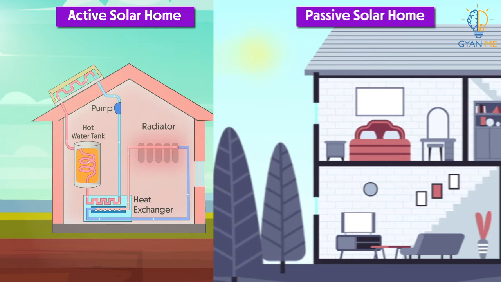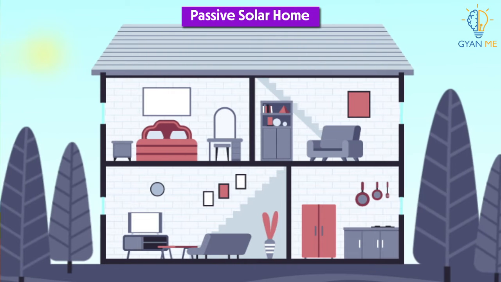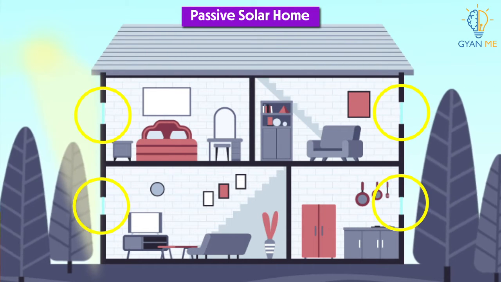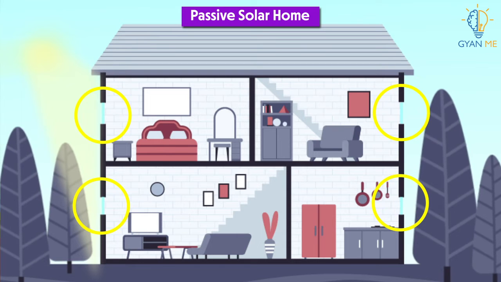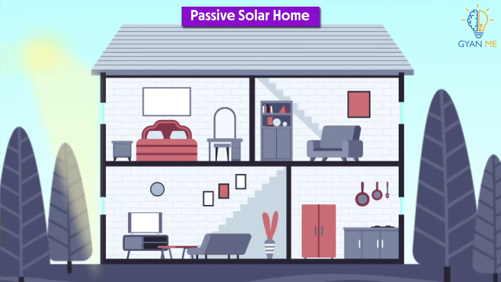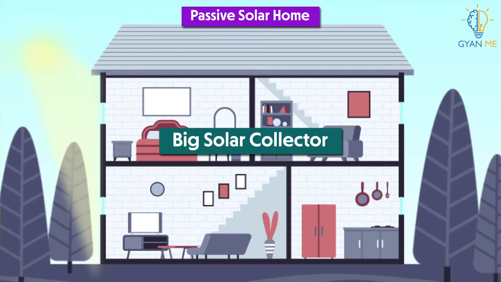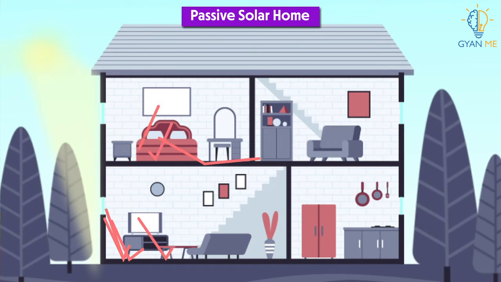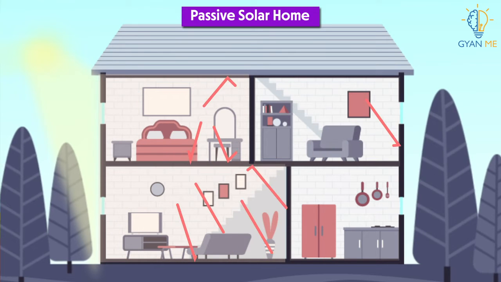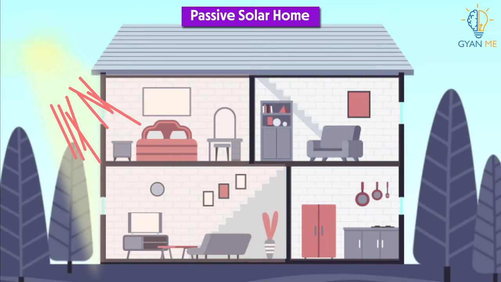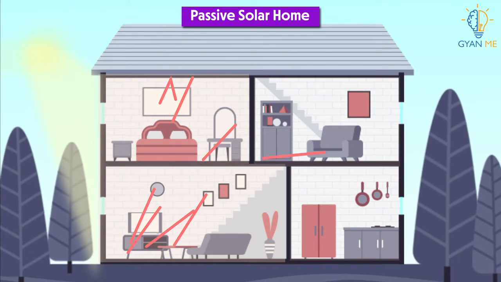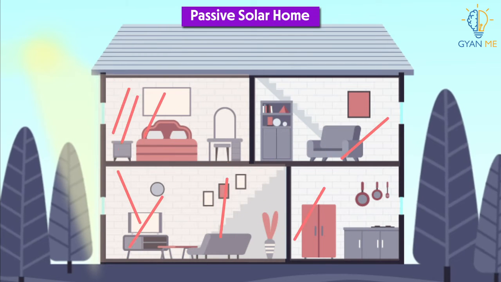A passive solar home is designed to let in as much sunlight as possible. It has the maximum number of windows, that too of larger size. Do you know students? A passive solar home behaves like a big solar collector. In these homes, sunlight passes through the windows and heats the inner walls and floor. The heat gets trapped inside the house and keeps the home warm, even though light escapes from the house.